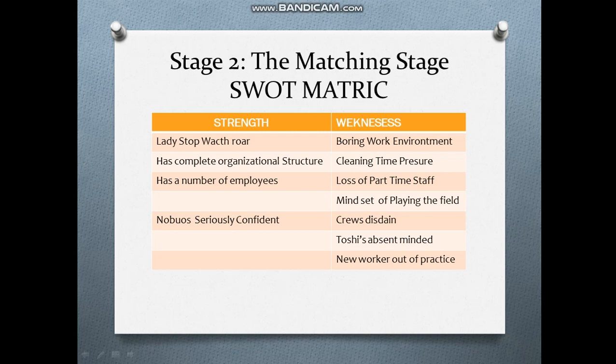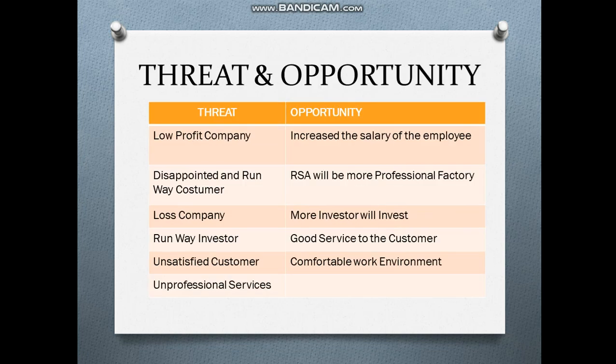And then here I also note the weaknesses of this company: boring work environment, cleaning time pressure, loss of part-time staff, mindset of playing the field, process absent-mindedness, and new workers out of practice. This slide displays the list of threats and opportunities for the RSA factory. The threats: low profit for the company, disappointed and runaway customers, lost company because of unprofessional service. Maybe the customer will move to another airline company. Lost company, runaway investors.